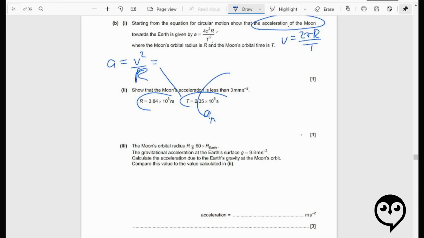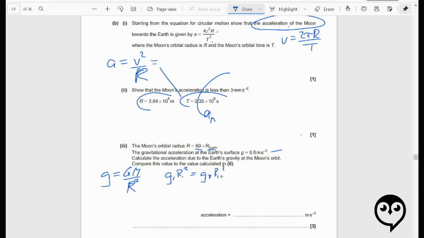All right, so the moon's orbital radius is 60 times that of the Earth's radius. The gravitational acceleration due to Earth is this. Calculate the acceleration due to Earth's gravity at the moon's orbit. Okay, well, acceleration due to gravity: GM over r squared. Let's rearrange, and I'm going to say g1 r1 squared is equal to g2 r2 squared. We'll let the GMs be the constants.